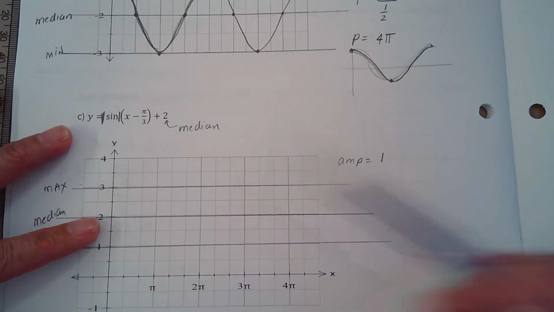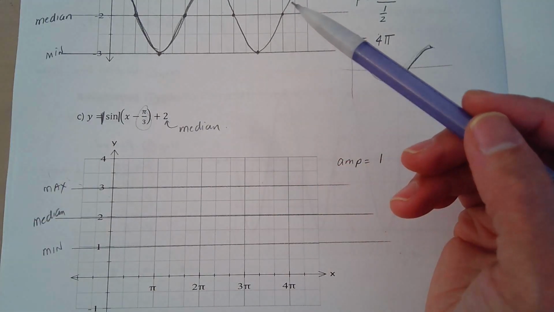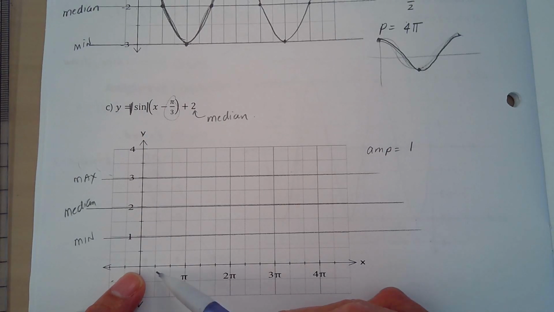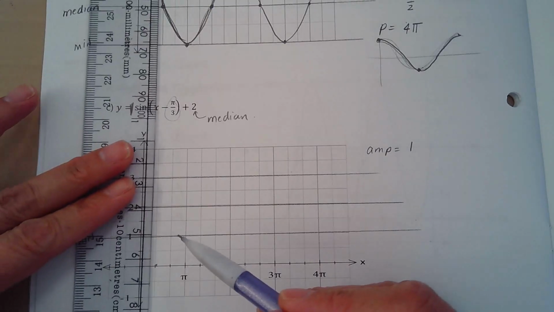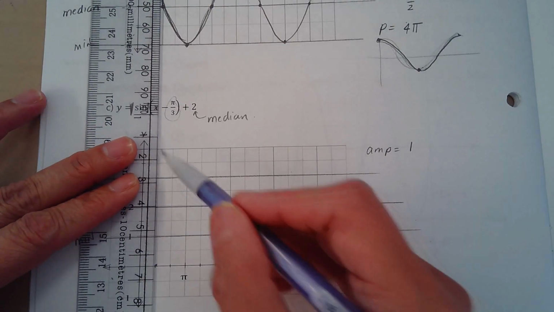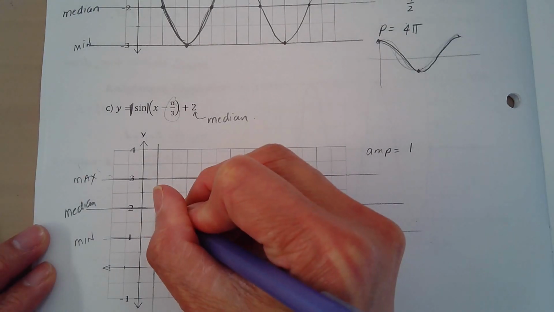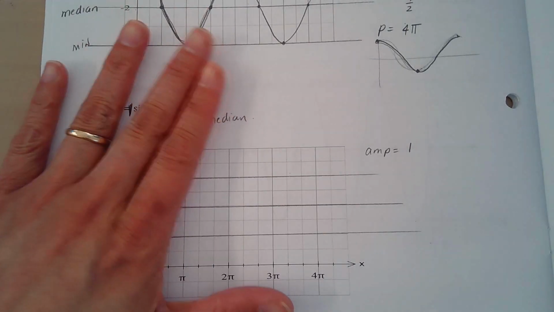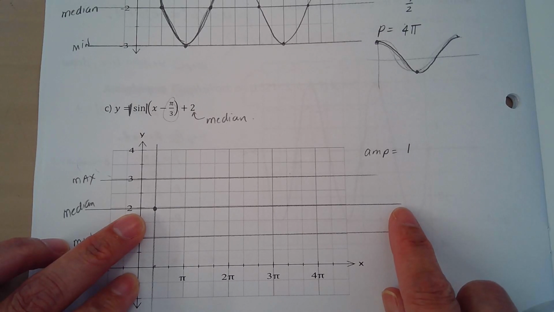We're not starting at 0, are we? We're starting at pi over 3 to the right. Where's pi over 3? Pi and pi over 3 is right here. So this is our starting point. Don't worry about what we have in here.